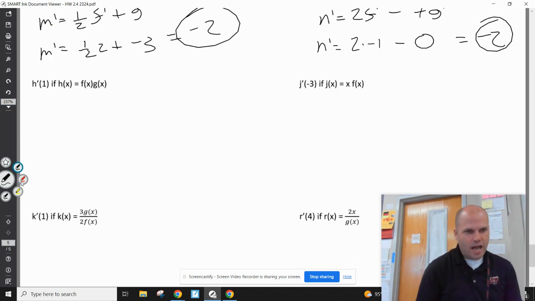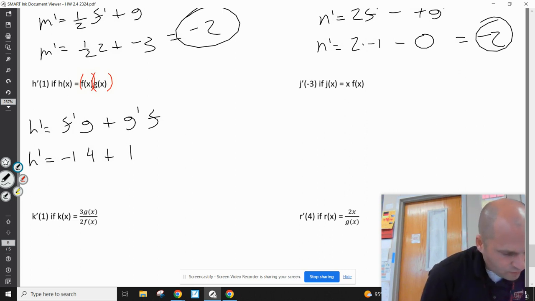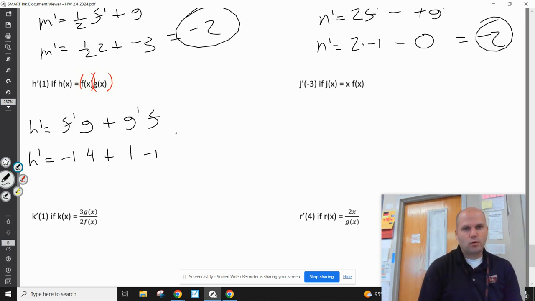Careful. Now we have x's times x's. Slopes of f times g plus the slopes of g times f. Plugging in 1. F of 1 is -1. G of 1 is 4. G prime of 1 is +1. F of 1 is -1. We got -4 minus 1, -5.